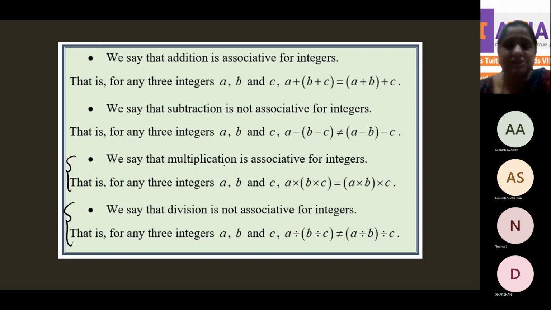We say that multiplication is associative for integers. That means for any three integers a, b, and c, (a × b) × c is the same as a × (b × c). We say that division is not associative for integers. What do we mean by that? That is, for any three integers a, b, and c, (a ÷ b) ÷ c is not the same as a ÷ (b ÷ c). I wrote all this. So the explanation is here.